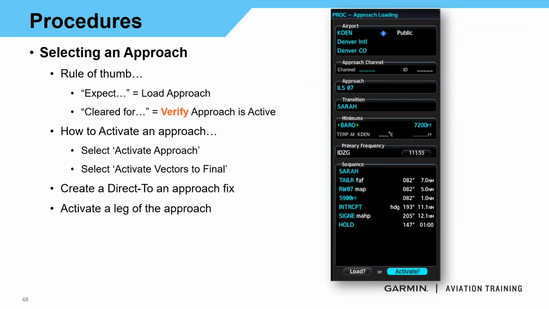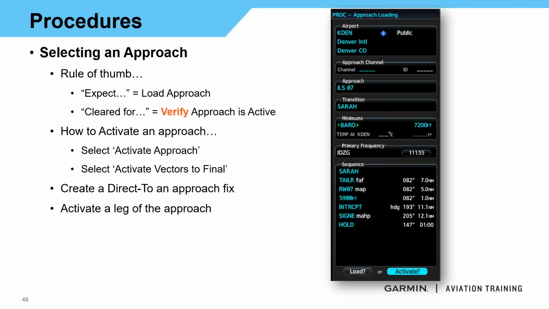So that verbiage that we were talking about earlier, expect equals load approach, cleared for, is not going to be activate the approach. It's going to be verify the approach is active. So if I am navigating, I have magenta to any fix in the approach prior to the final approach fix. So any intermediate fix or initial, the approach is active. It will fly. It will have sequencing, as long as we have told the airplane to do that with either hand flying or automation, then it's going to sequence and fly the approach.